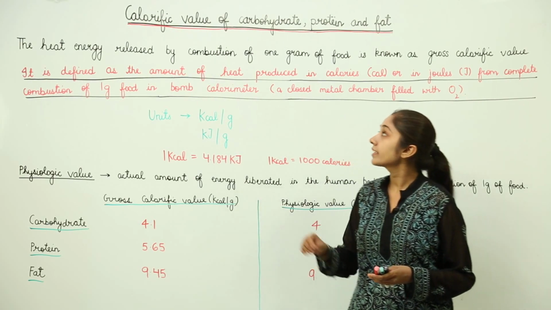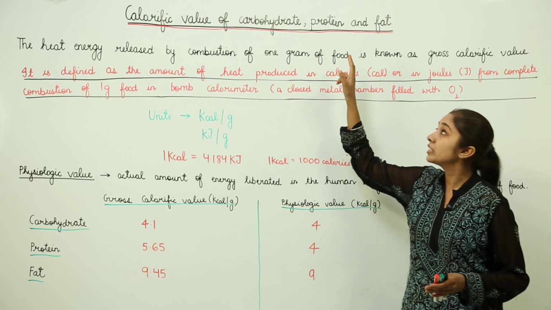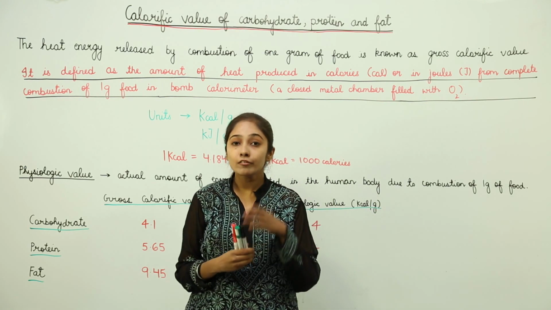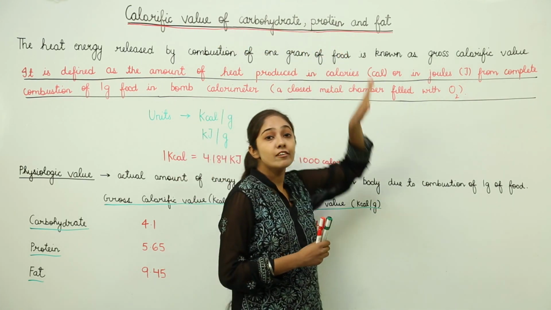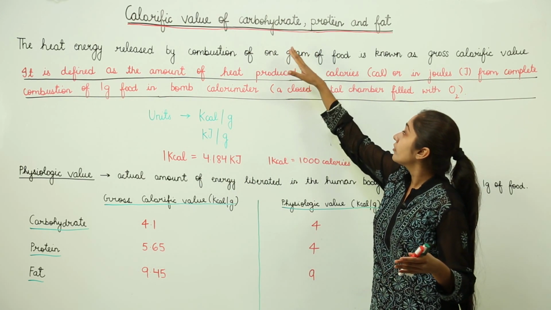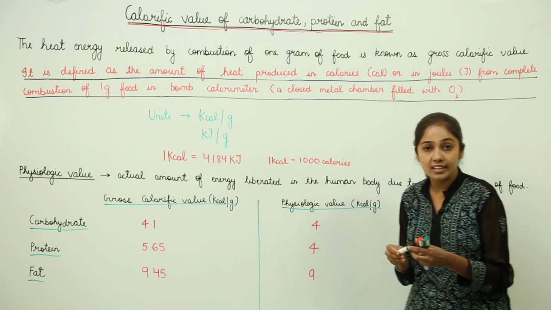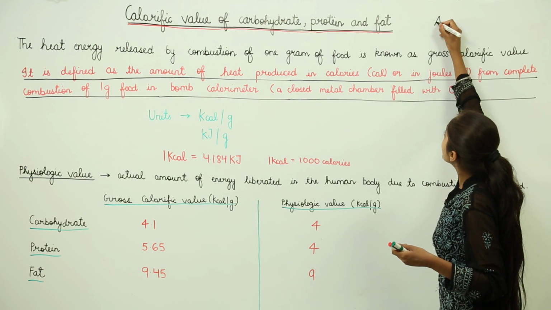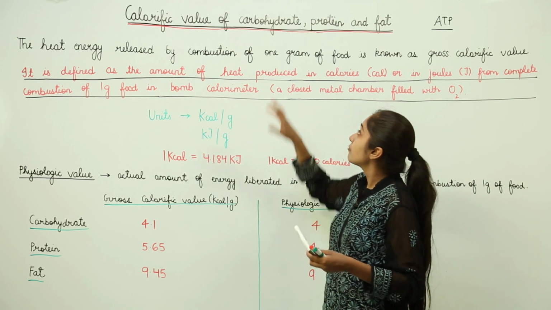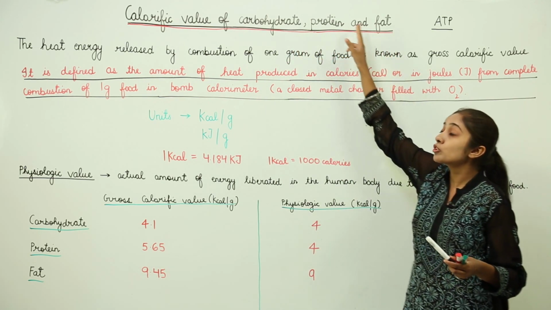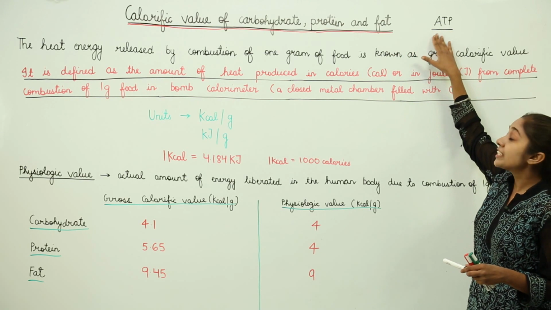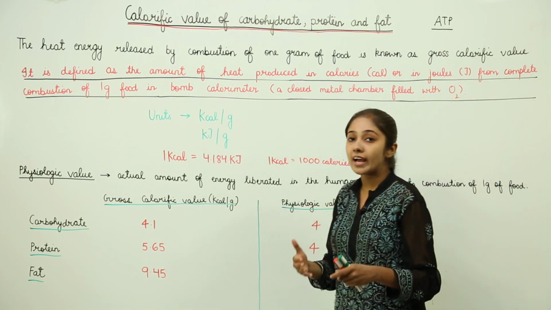Now we are going to discuss the calorific value of carbohydrate, proteins and fat. Well, in your body when you eat food, it gives you energy, and in food, carbohydrate, proteins and fat are the main constituents. The energy from carbohydrates, proteins and fat is available to your body cells in the form of ATP, that is adenosine triphosphate.